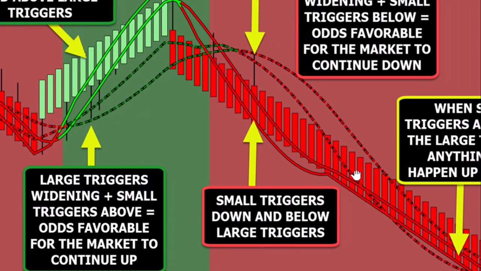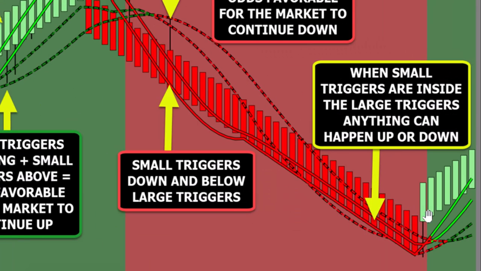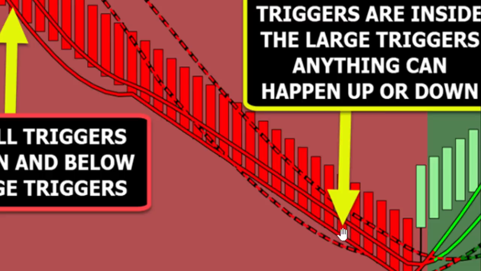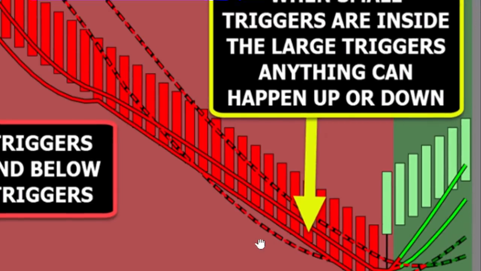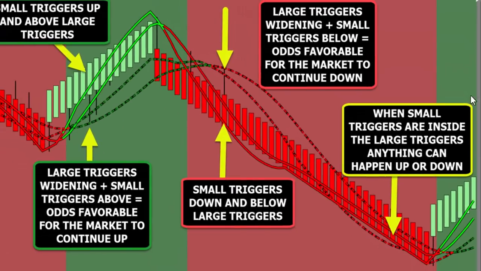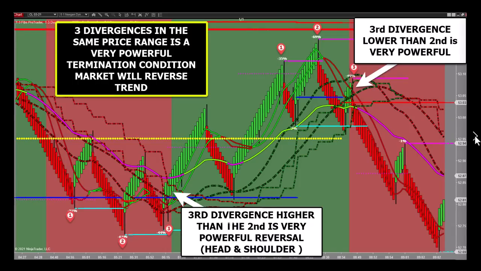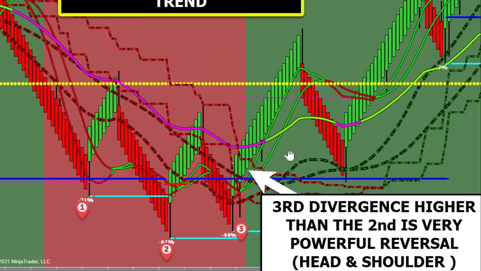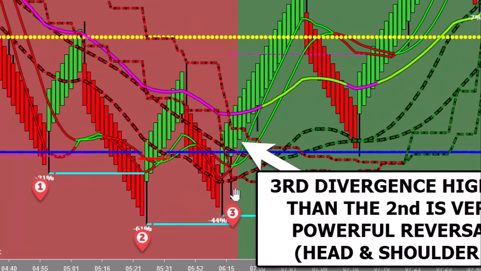The one that for us is going to be very important is when the small triggers get inside of the large triggers. And again, we always say anything can happen or you're losing momentum. But the small triggers inside the large triggers is going to be very important for what we're going to do with divergence. Quickly, this is one of our termination conditions, and again, we'll look at the bottom first.